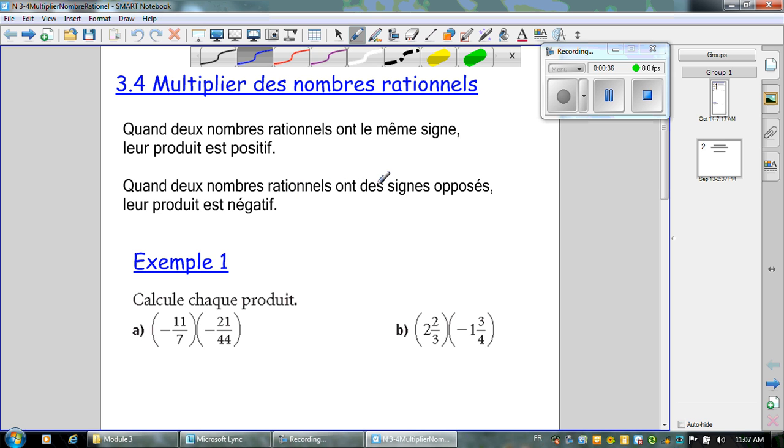If I'm multiplying two numbers that have the opposite sign, so if one is negative and the other is positive, my answer, my product, is going to be negative. So you need to remember this, okay? This is something that you need to remember.